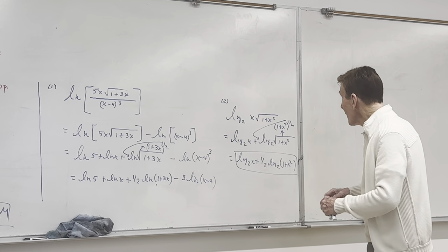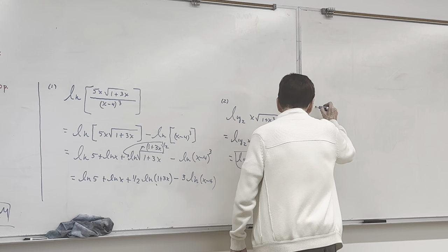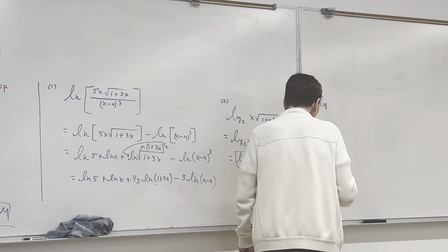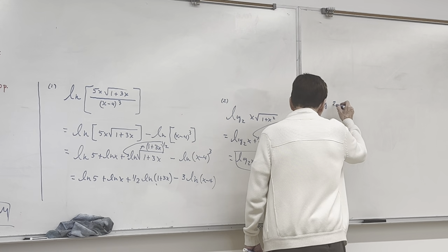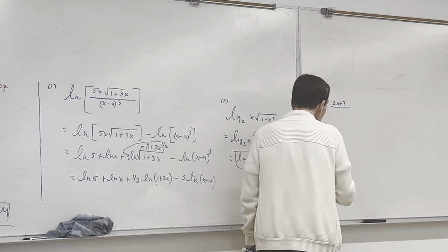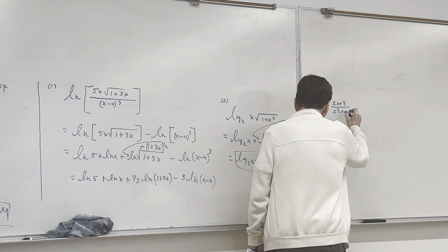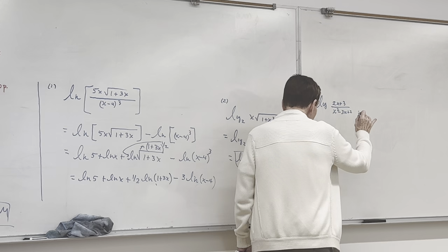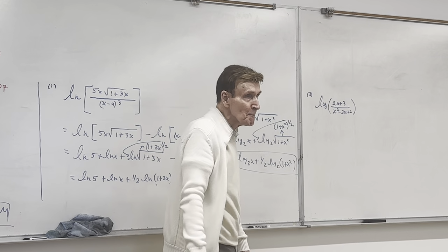There sure is. What's the next one? It's log with no base, base 10 then, of 2x plus 3 over x squared minus 3x plus 2. And that's it? Like this? Yes, sir. Okay. Good.